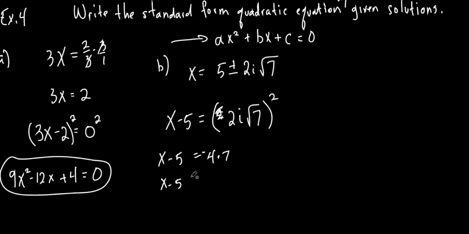So x minus 5 equals, what's this? Negative 28. Again, I also want it equal to 0, so let's add this over here. So I get what? X plus 23, is that right? Equals 0.